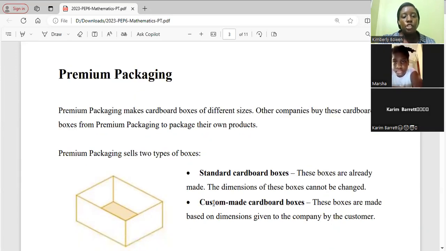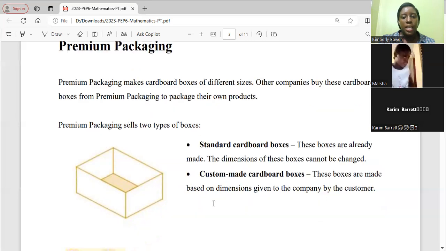Premium packaging sells two types of boxes. Standard cardboard boxes. These boxes are already made. The dimension of these boxes cannot be changed. And then we have custom-made cardboard boxes. These boxes are made based on the dimension given to the company by the customer. We're seeing the box here.